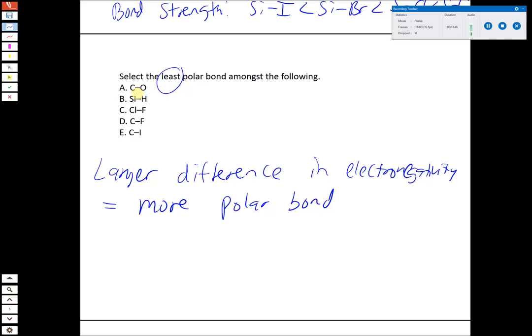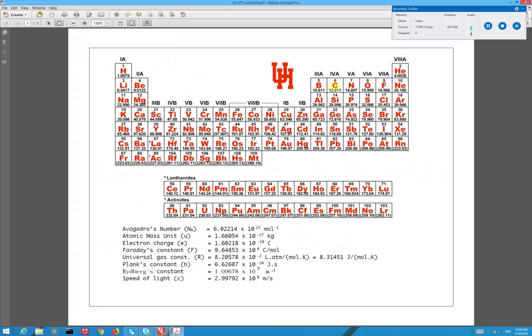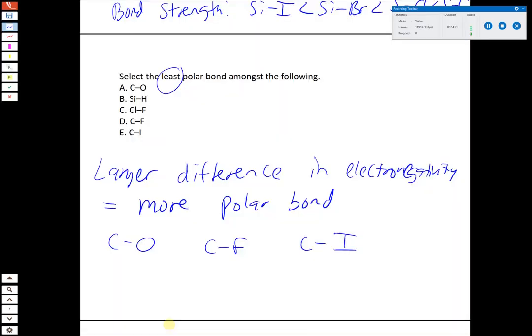Now, the ones that we can compare first, since we're looking for the least polar bond, are the ones that share an element: carbon-oxygen, carbon-fluorine, and carbon-iodine. If we look at the periodic table, we look at the difference in electronegativity. Carbon is constant in all of these, so which ones is it different than? Carbon-oxygen is a polar bond because carbon and oxygen have different electronegativities. As we move to the right, we get more electronegative, so oxygen is more electronegative than carbon. Fluorine is even more electronegative than that. So between these two, carbon-fluorine is going to be more polar than carbon-oxygen.